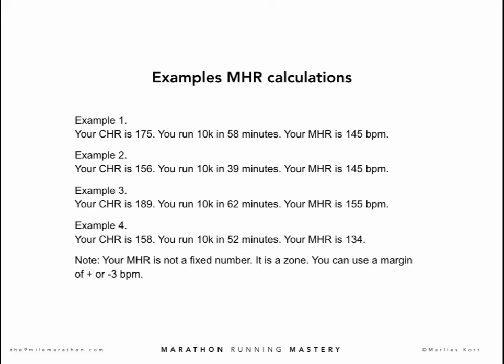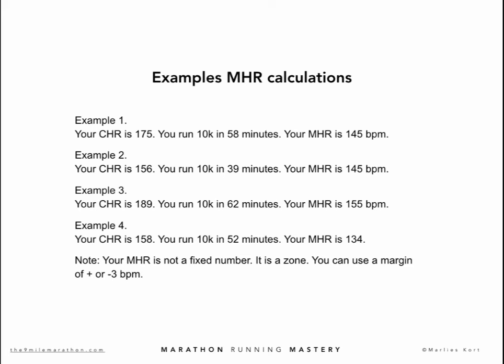Example 2. Your CHR is 156. You run 10K in 39 minutes. Your MHR is 145 BPM. Example 3. Your CHR is 189. You run 10K in 62 minutes. Your MHR is 155 BPM. Example 4. Your CHR is 158. You run 10K in 52 minutes. Your MHR is 134.